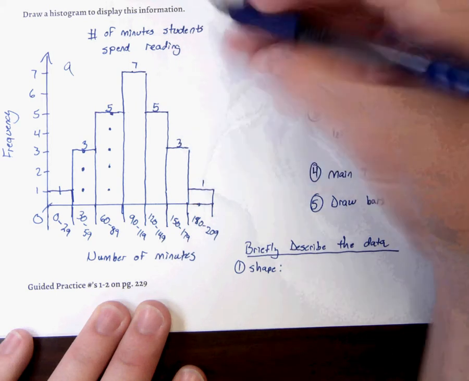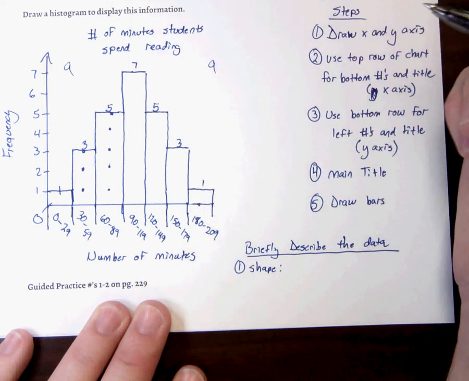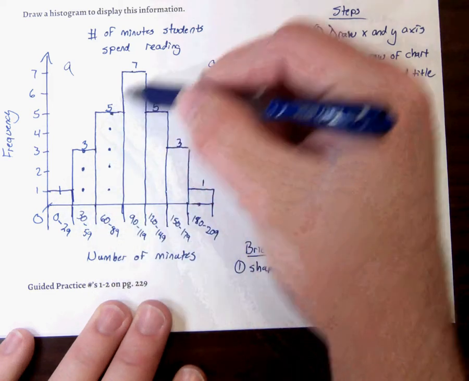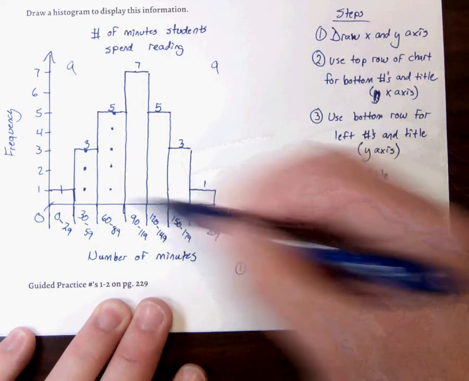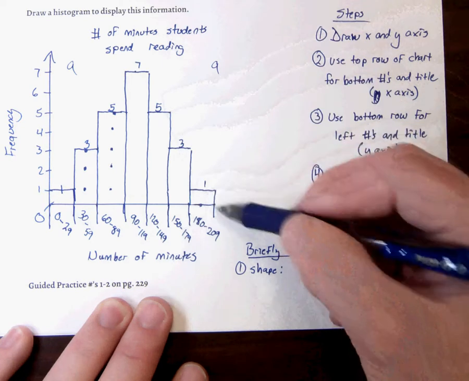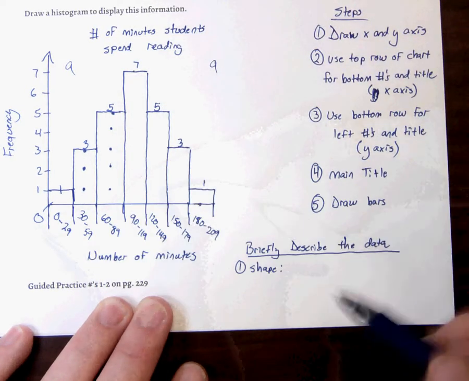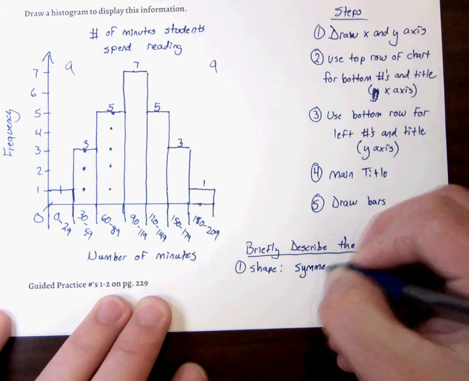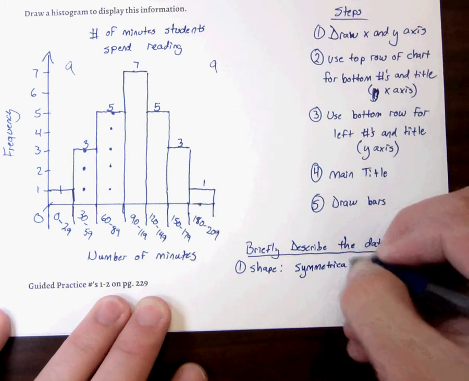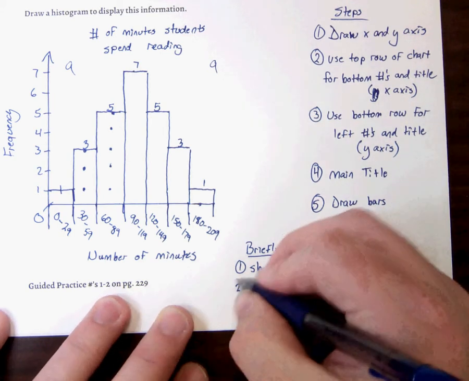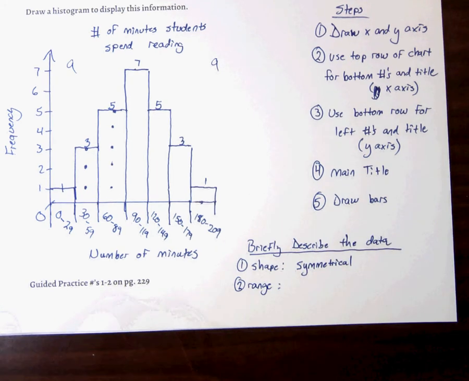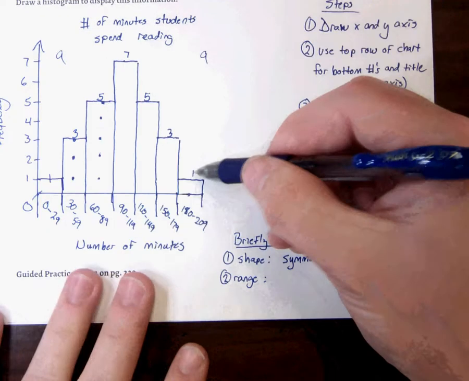Second, range. What is the highest value on here? Well, I have one student that read 180 to 209. 209 is the largest value. What's the smallest value? One student may have read 0 minutes. I don't know if it's 0 or 29 or 2 or 3. But the smallest it could have been is 0.